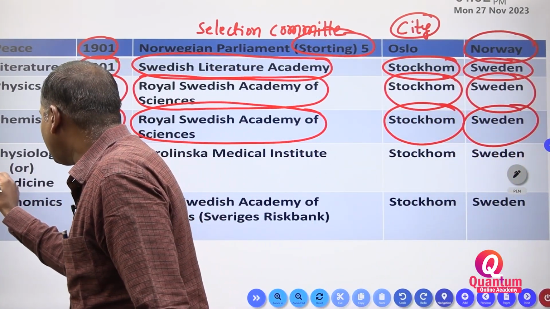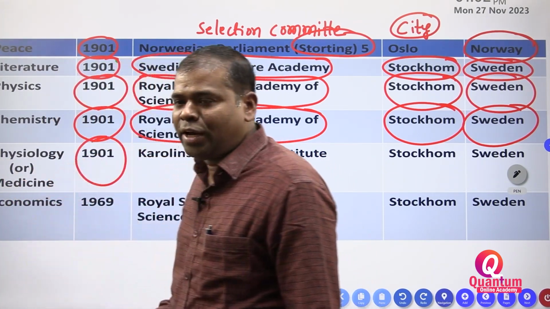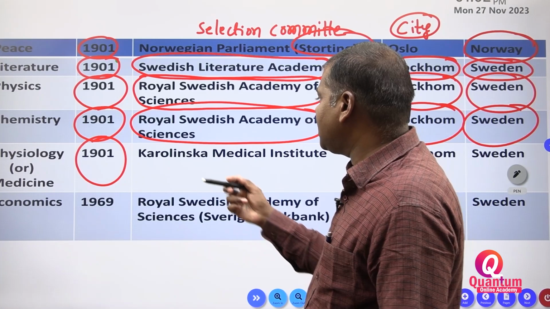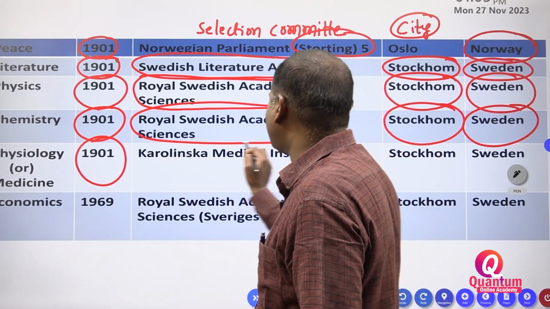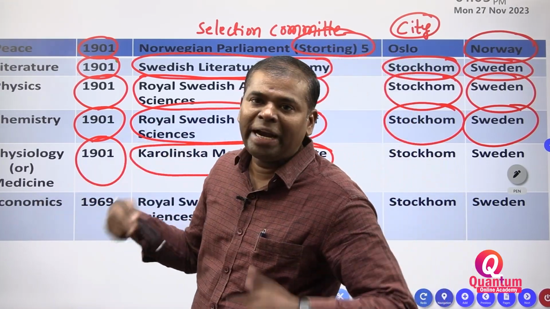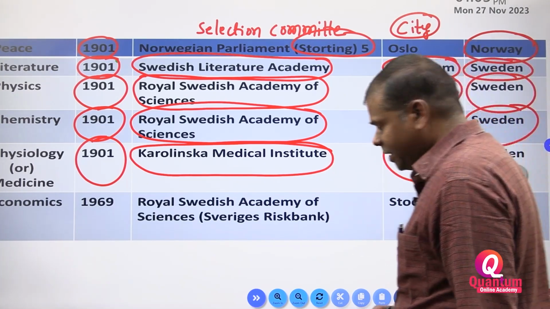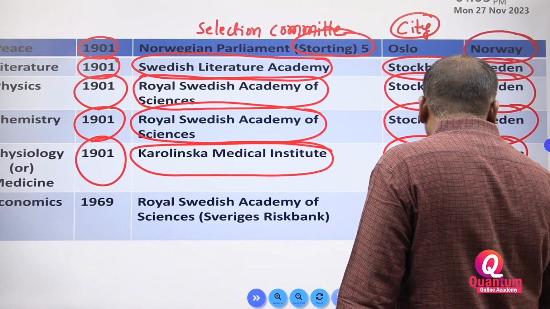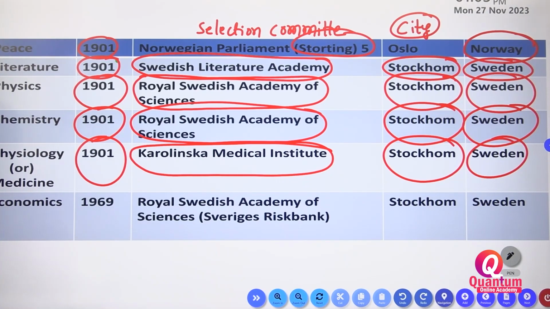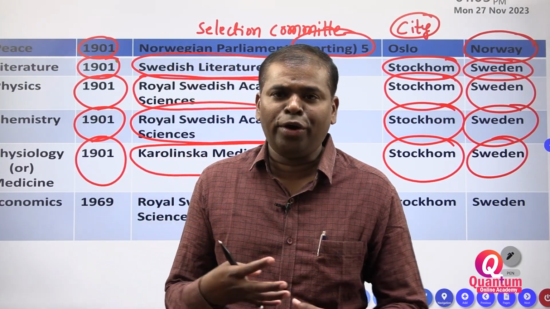Now the fifth one, physiology or medicine. When did they start? 1901. Who will select the physiology or medicine Nobel Prize? The Karolinska Medical Institute people will select the medicine Nobel Prize. In Stockholm only they will give it, in Sweden. Now once you have to take, this is the sixth one. The sixth one did not start in 1901 because it was not in the will of Alfred Nobel.